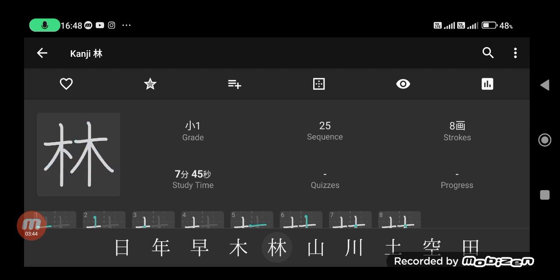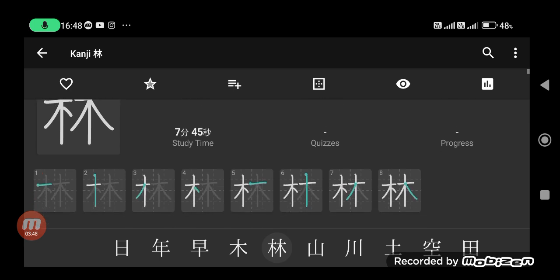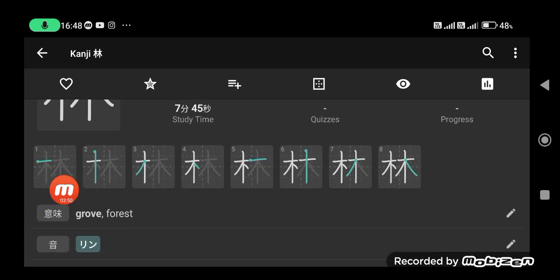Minasan, please don't neglect this proper stroke order, and you have this detailed way here. This is read left to right. So you may screenshot this for the details of these strokes. So let's now go to the meaning.